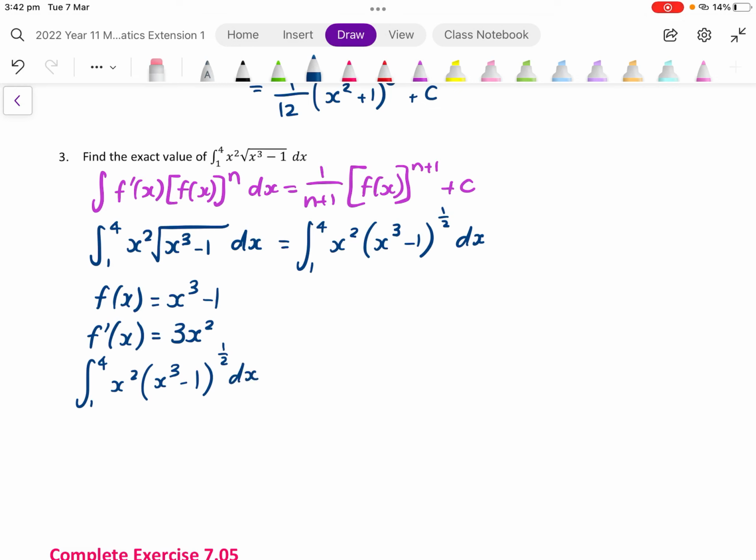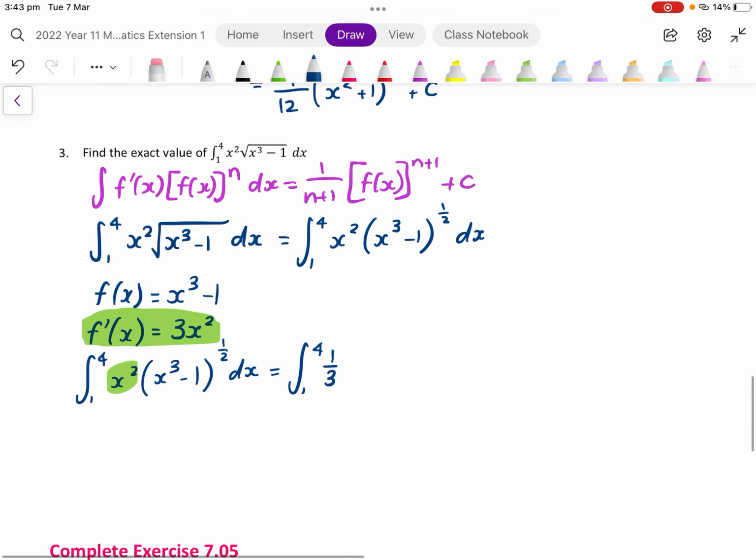Now, what we want our derivative of f(x) to be is 3x squared, and we only have an x squared here. So what we're going to do is, with our integral from 1 to 4, multiply our x squared by a third and replace our x squared by 3x squared, because that means a third times 3 cancels out to just leave us with the x squared, and then we will write down our bracket of (x cubed minus 1) to the power of a half dx.